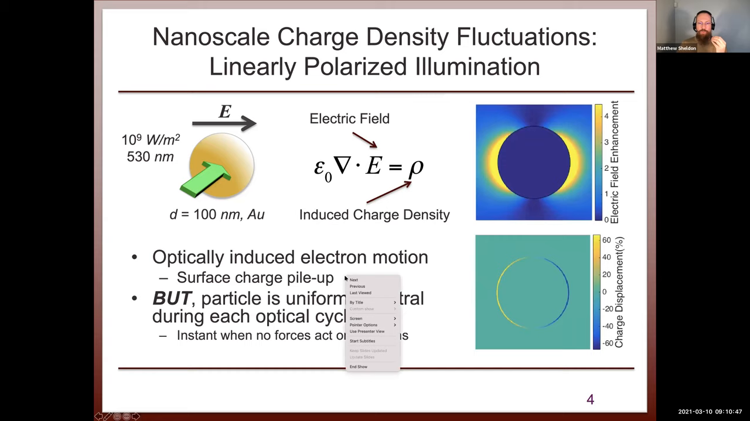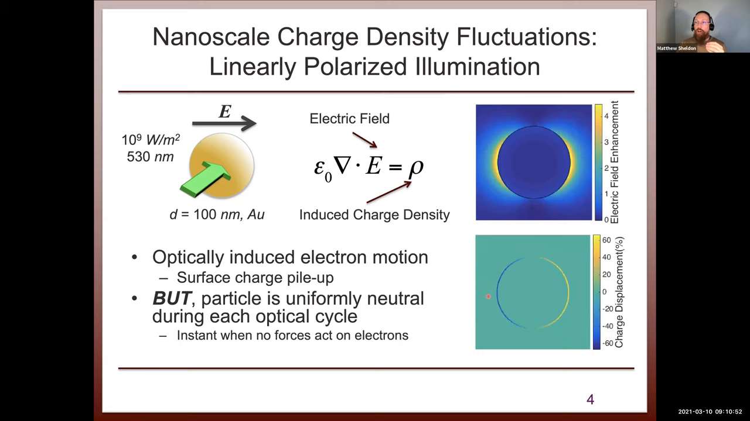And actually, there's very pronounced, let me put on a laser pointer here, a very pronounced charge buildup that we can calculate from a classical perspective, just by solving Maxwell's equations, where in time, at the optical frequency driven by the light field, these electrons are piling up on the surface. In this calculation I'm imagining a CW laser at about 10 to the 9 watts per meter squared, like a laboratory CW laser. You can see the surface displacement, the amount of charge moving on the surface, is nearly 100% of the electron density changing.